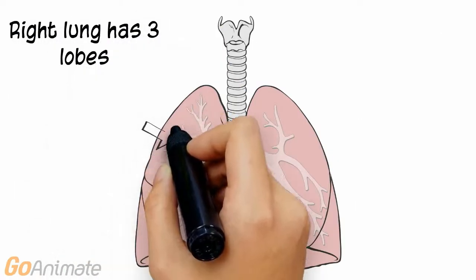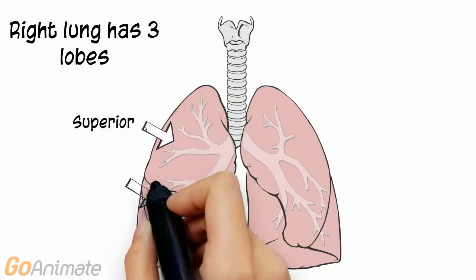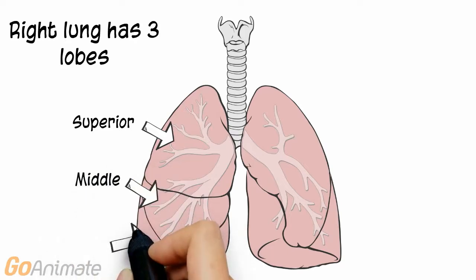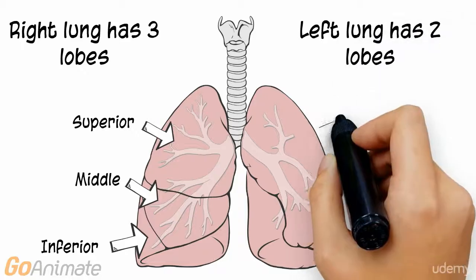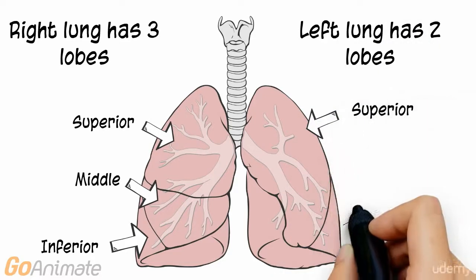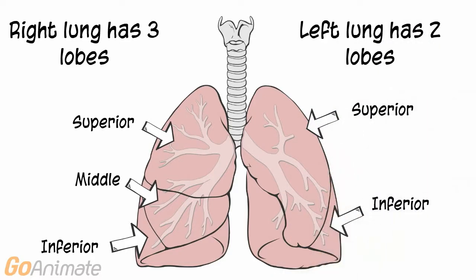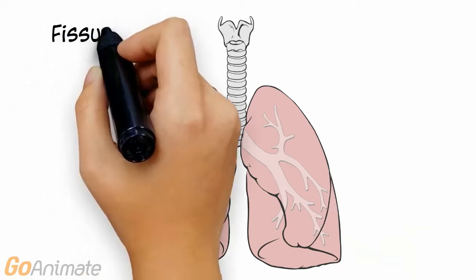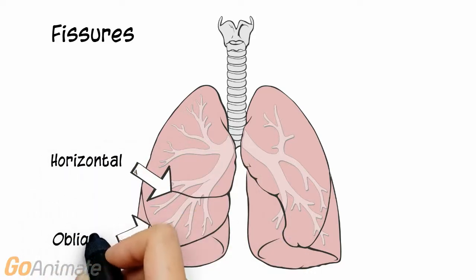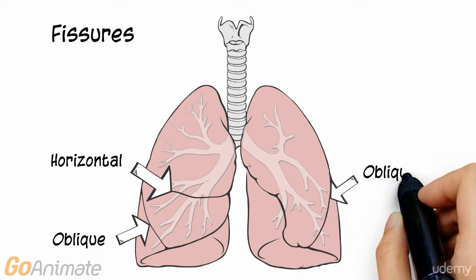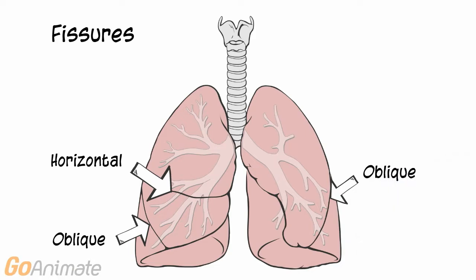The right lung has three lobes. There are superior, middle, and inferior lobes. The left lung only has two lobes, which include a superior and inferior lobe. The right lung also has horizontal and oblique fissures. The left lung only has an oblique fissure.